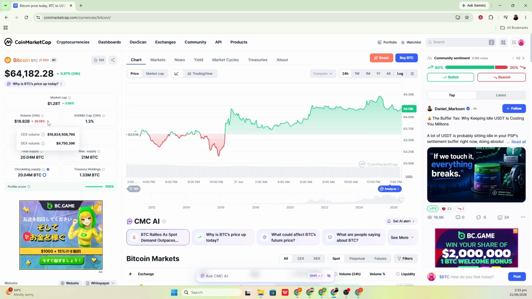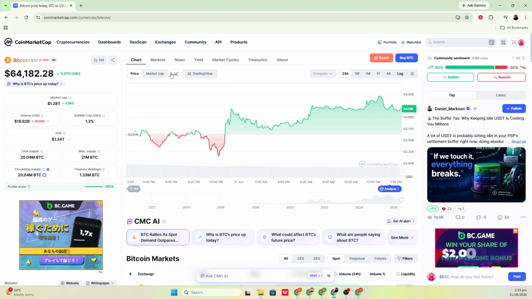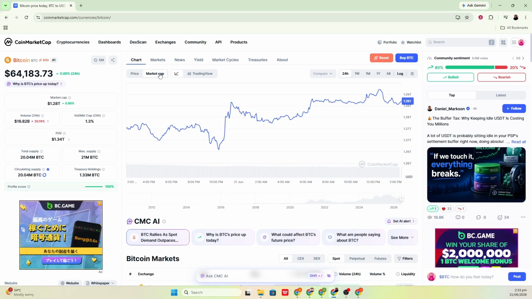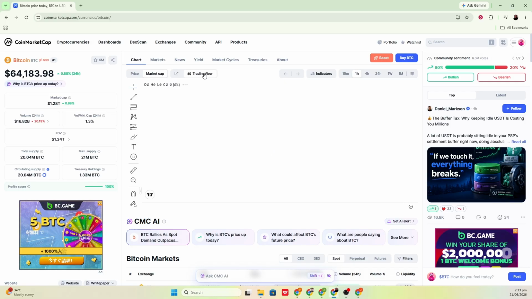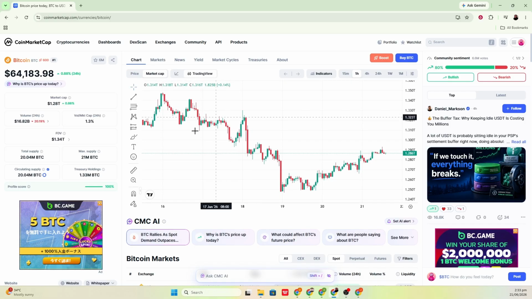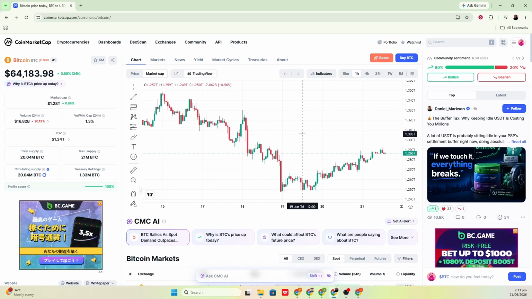The process is simple. Select a cryptocurrency, open its page, review the price and market cap chart, and check the volume metric in the statistics panel. Use these observations to continue your cryptocurrency research and analyze trading activity on CoinMarketCap.